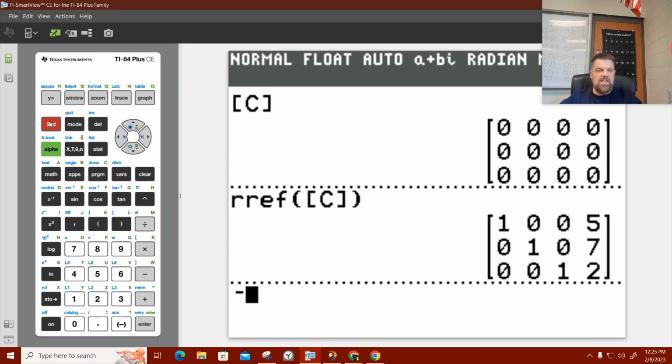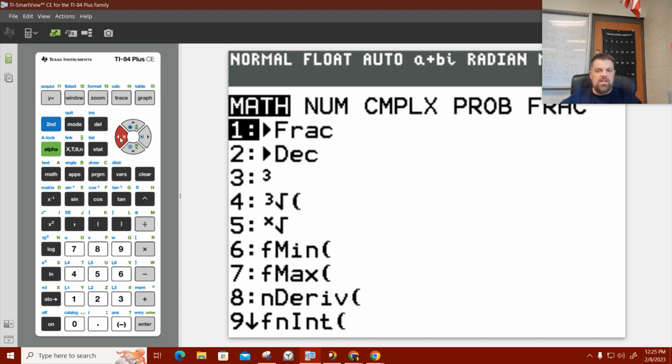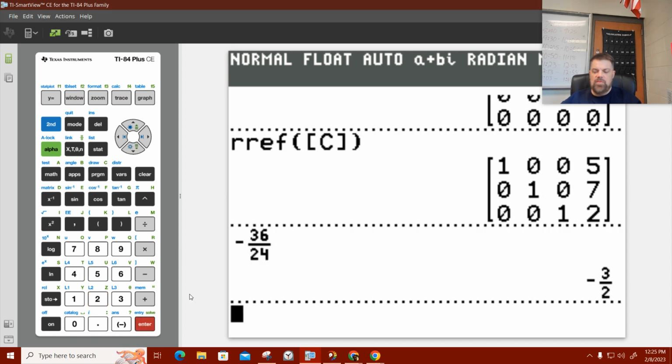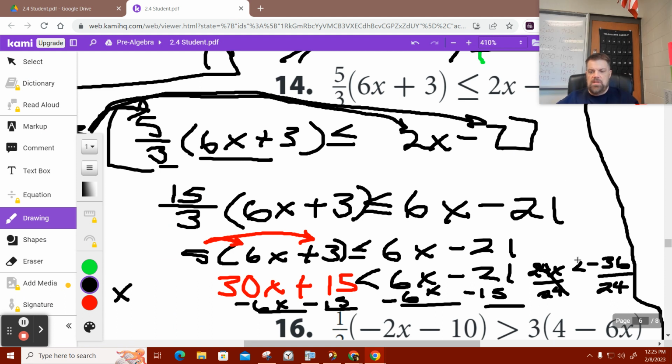So if I say negative and I enter in the fraction 36 over 24, 3/2 is what it reduces down to. See what I did there? So then I get x is less than negative 3/2.